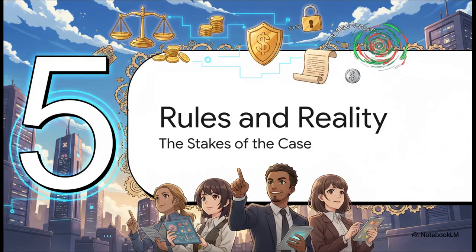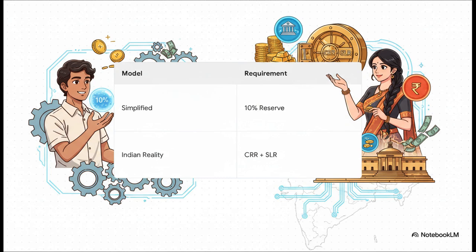Okay, so we get the mechanism now, but our investigation isn't over until we understand the stakes. What are the real-world rules, the regulations, and the dangers involved in such a powerful system? That simple 10% reserve rule we used was a great way to learn, but in the real world, it's a bit more detailed. In a place like India, for example, banks have to follow rules like the cash reserve ratio, or CRR, which is the bit they must hold as actual cash. And then there's the statutory liquidity ratio, or SLR, which forces them to hold another portion in super safe, easily sold assets like government bonds.